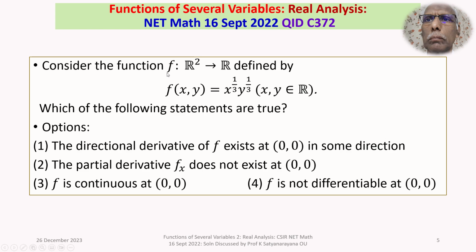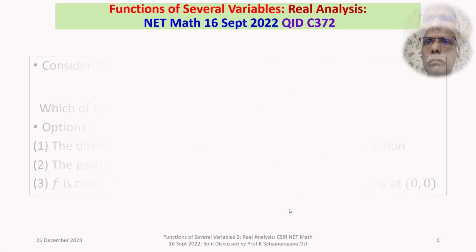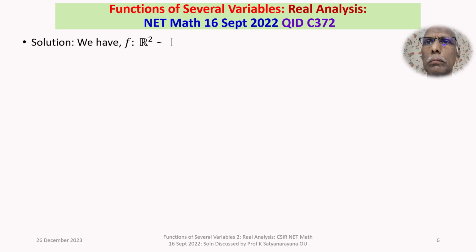And we are given a function f from R square to R defined by f of x comma y is equal to x to the power of 1 by 3 multiplied by y to the power of 1 by 3, where x, y belongs to the set of real numbers. We have to discuss which of the following 4 statements are true. We now discuss the solution of the problem in detail. We take up the options one after the other and discuss the validity of those options.